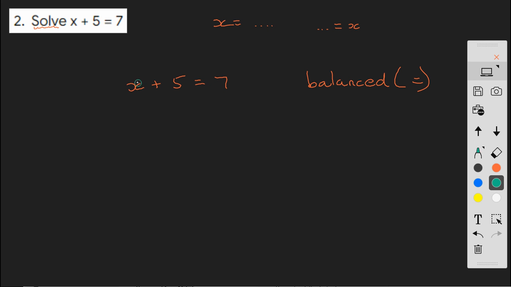Well, I want x on its own here, and what's causing me the problem is that I've got an extra plus 5 here. So thinking about inverse operations, I'm going to take 5 away from both sides, which leaves me with my x on my own. 7 take away 5, so x equals 2.